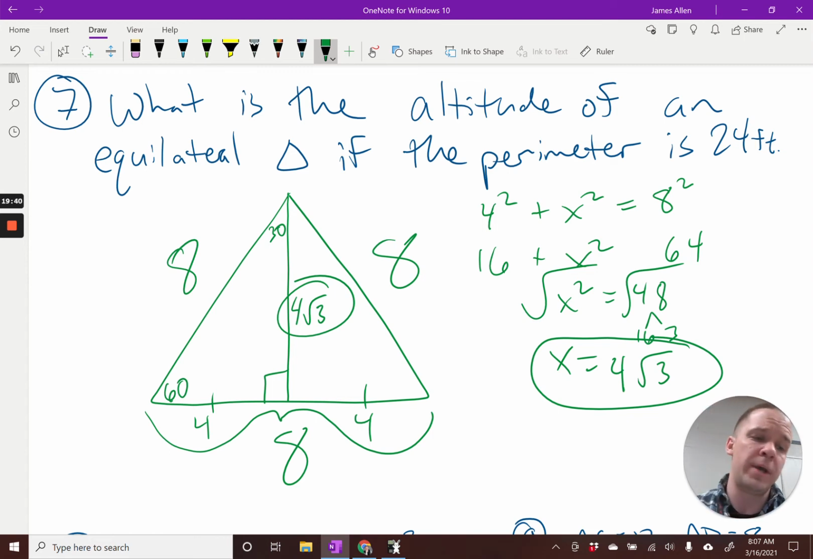It's nice to have multiple ways to do a problem, especially if you don't remember one of them. You've got a 50-50 shot of remembering it then, right? I don't know if it works that way. All right, 70% of the way down.